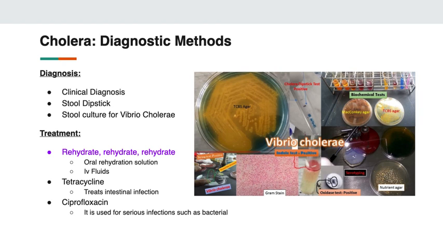The second way of treatment is a type of antibiotic called tetracycline. Tetracycline is mostly used to treat gastric infection, intestinal infection, respiratory tract, urinary tract, and body system infections. The other antibiotic is called ciprofloxacin. It is used to treat gram-negative bacteria and is only used if the person has developed pneumonia.